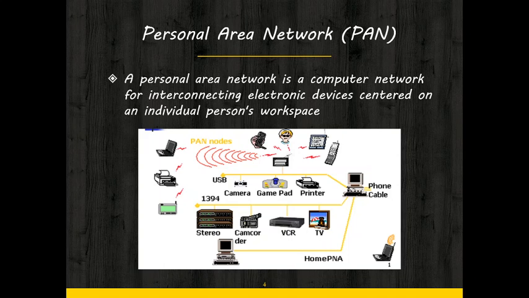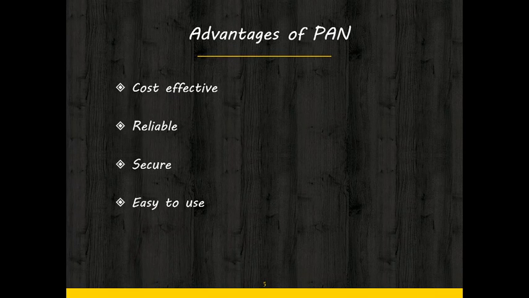Okay, a PAN may include wired or wireless devices. A wired PAN is usually constructed with USB or firewire connections, and wireless PAN is usually constructed with Bluetooth or infrared data association, that is IrDA. Okay, so as you can see from this image, laptops, network devices, and various other peripherals are connected together, thus forming a personal area network. Okay, now next we will see some advantages of PAN.